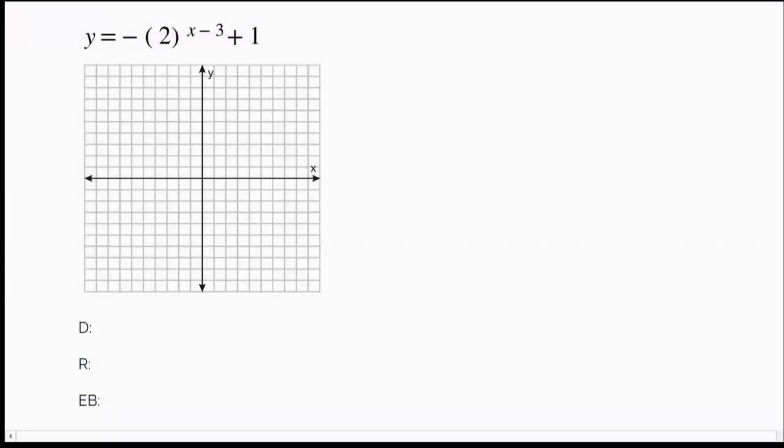Here we're asked to graph this exponential function, and we're going to have to also give the domain, range, and end behavior. So to start off, I see that I have a k value here of +1, which is going to tell me that my horizontal asymptote is at +1. The other thing that I can tell immediately is that my b value, or the base of my exponent, is a number greater than 1, meaning I'm going to have this exponential growth.